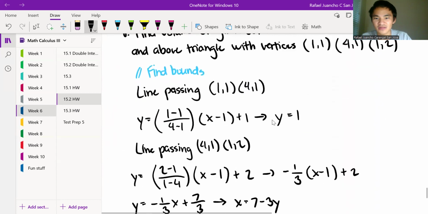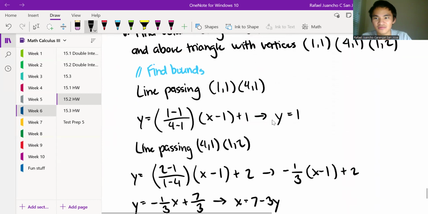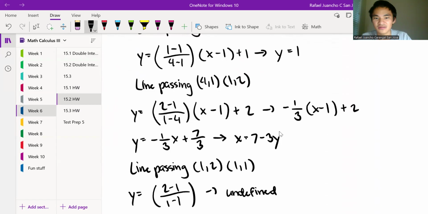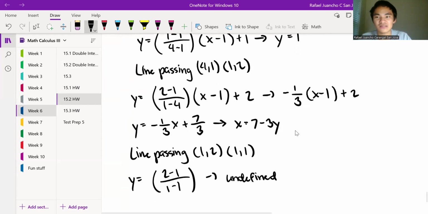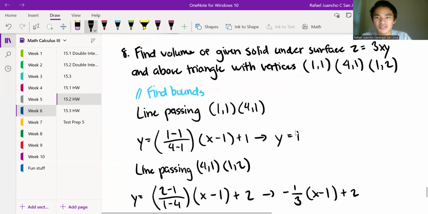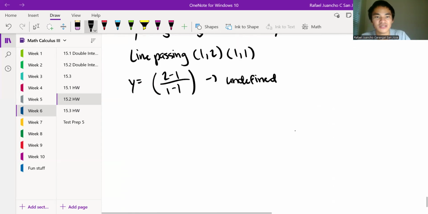So here, this is when we're a bit skeptical. This is some bound, 7 minus 3y, but then what's our lower or upper bound? This goes from 1 to 2. Which one is it? Right? So here, let's just set up the integral maybe. Find the integral and solve it.